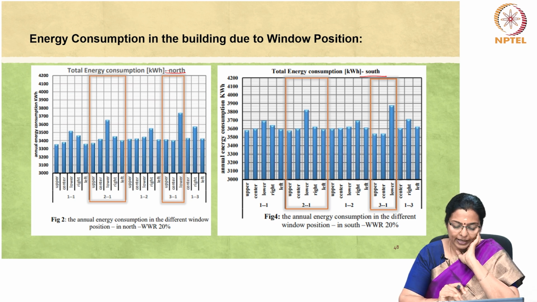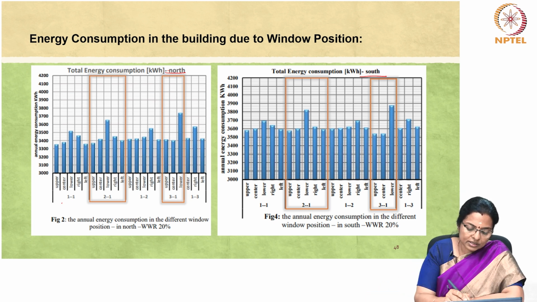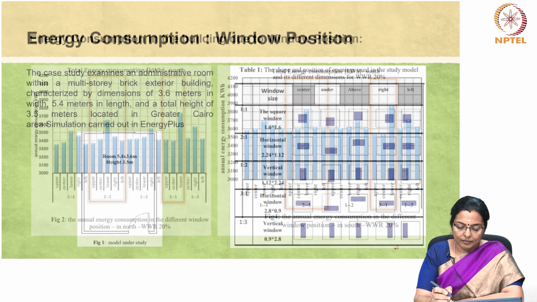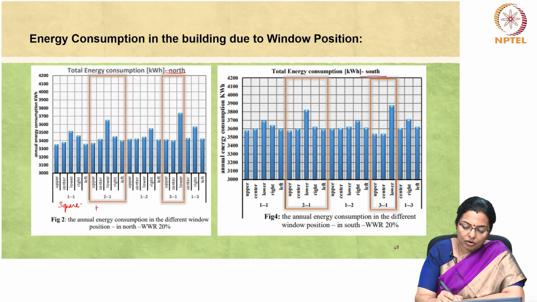Following this square, so here we will see this. So, this is the square. This is the horizontal, this is the vertical.